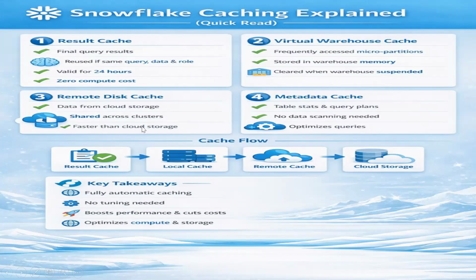Anytime you select your data, it may come from any one of these, according to availability. And the metadata cache will hold table statistics and query plans, with no data scanning needed if you run any metadata query. Only metadata based queries will use the metadata cache. It is fully automatic caching, you do not need to maintain it. No tuning is needed. It will reduce the cost, boost your performance, and optimize your compute and storage. All will be done through caching.